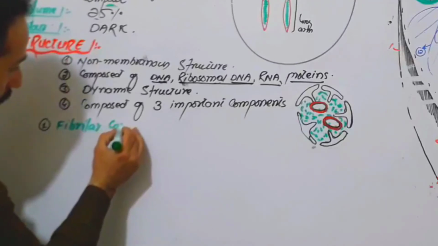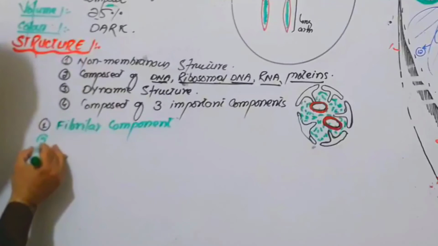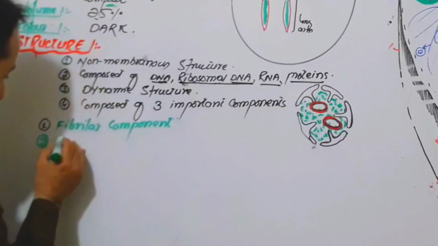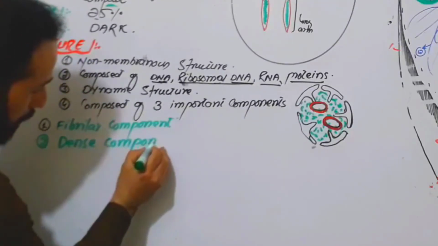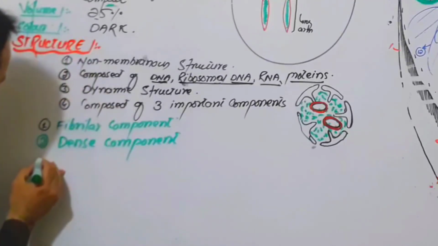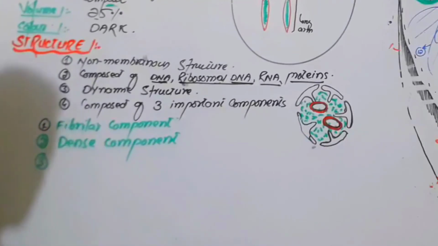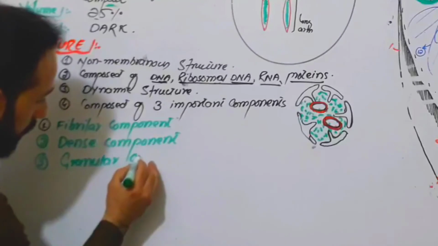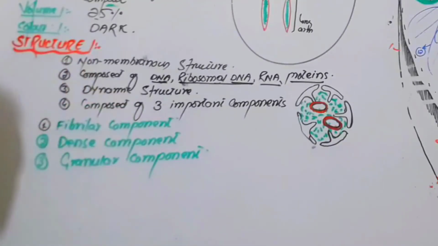Fibrillar component, right? Then the second component is your dense component, right? Yes, it is the dense component, right? And the third important region that it contains is called the granular component, right? So we once again say that the nucleolus is composed of three important components.